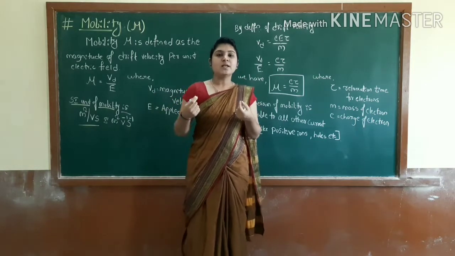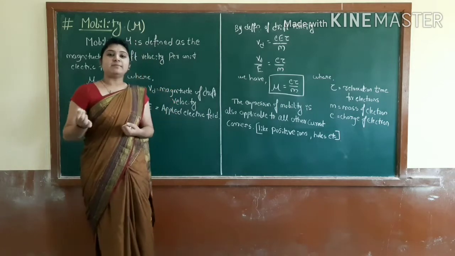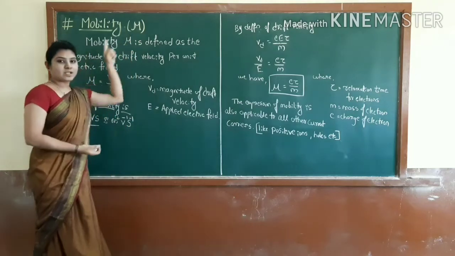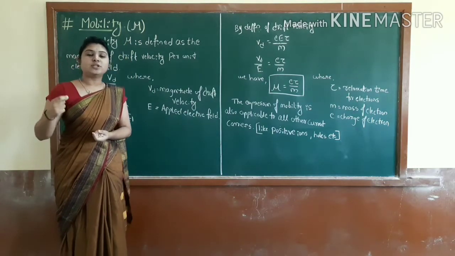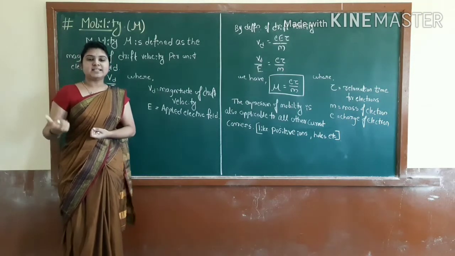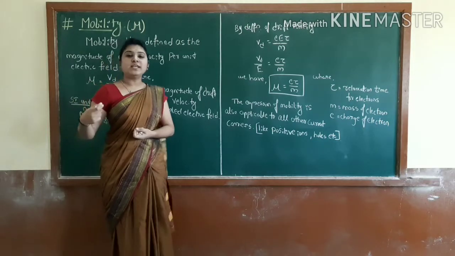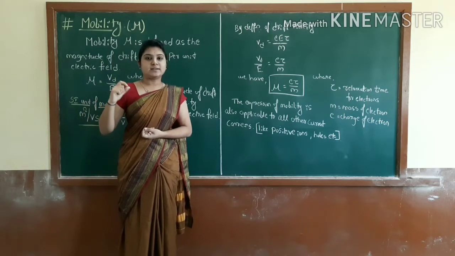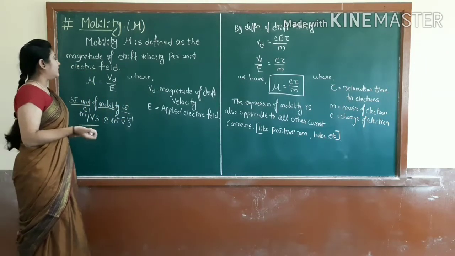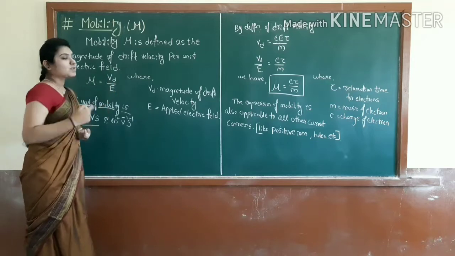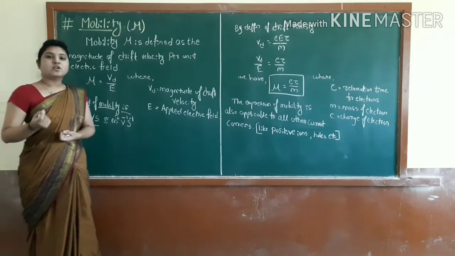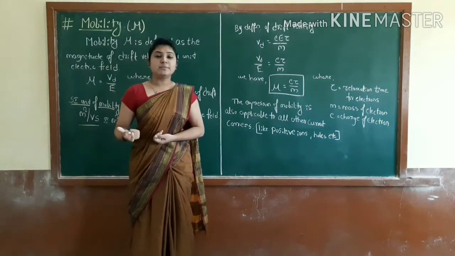Right? So see, the mobility can be denoted with the help of the letter mu. Then the definition of the mobility: it is the ratio of the drift velocity to the electric field. Correct? So here mobility mu is defined as the magnitude of the drift velocity per unit electric field.